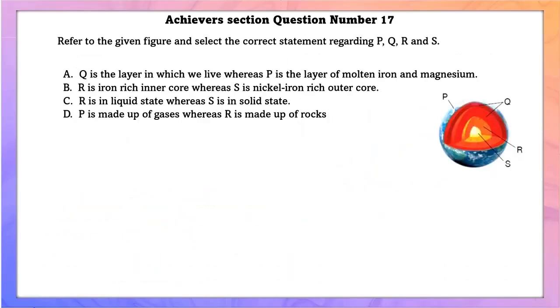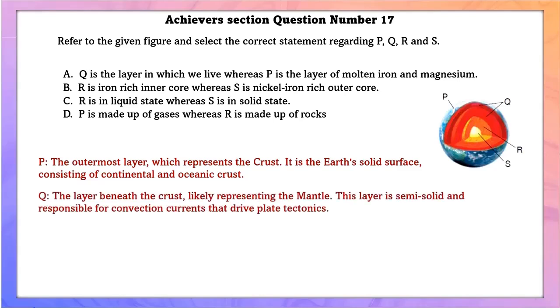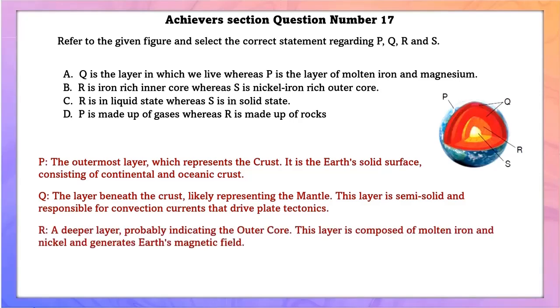Refer to the given figure and select the correct statement regarding P, Q, R and S. P. The outermost layer, which represents the crust. It is the Earth's solid surface, consisting of continental and oceanic crust. Q. The layer beneath the crust, likely representing the mantle. This layer is semi-solid and responsible for convection currents that drive plate tectonics. R. A deeper layer, probably indicating the outer core. This layer is composed of molten iron and nickel and generates Earth's magnetic field. S.